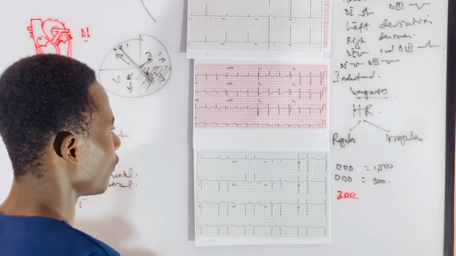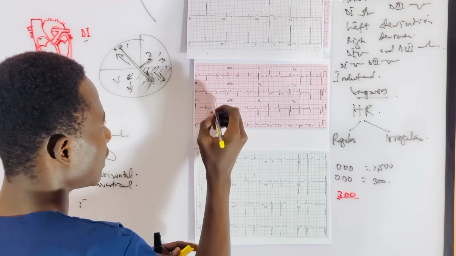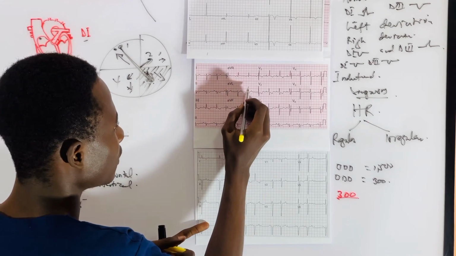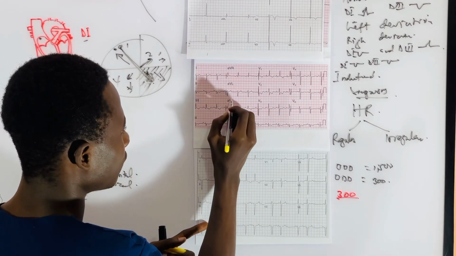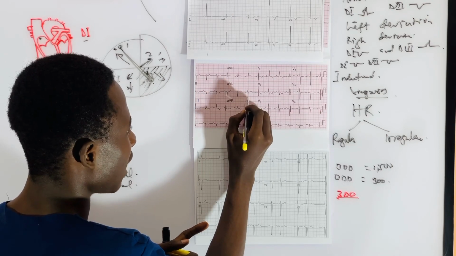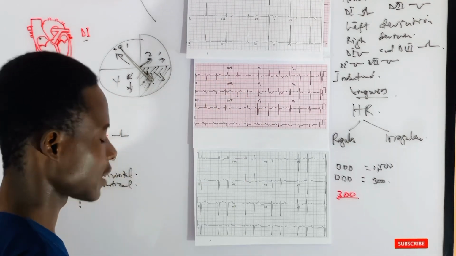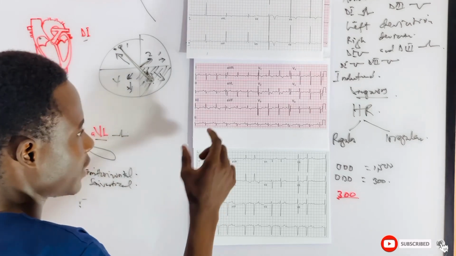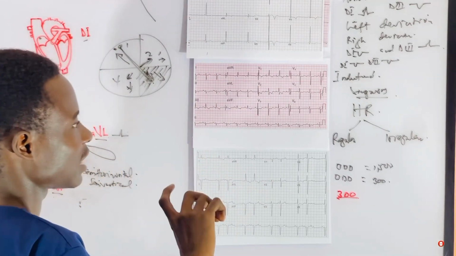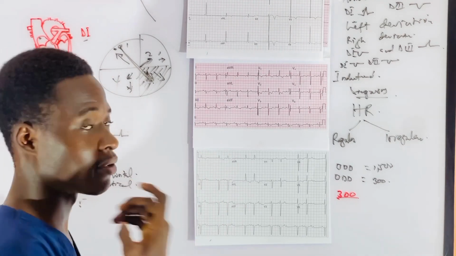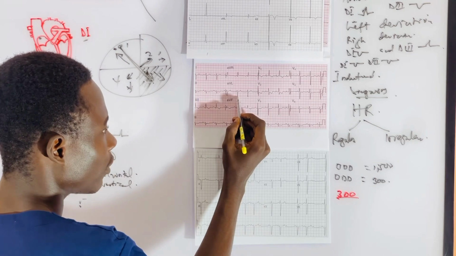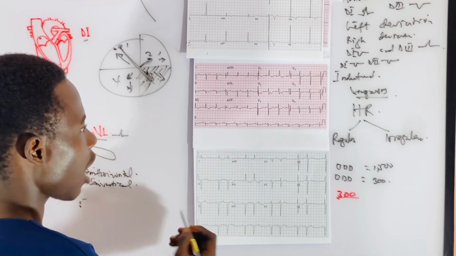Between two R waves. Let's take this R wave, for example, between this R and then this R. Do you understand? Always we take it at the big line so that it will give us the accurate counting of the boxes. Now, between this R wave and this R wave, how many boxes do you have?